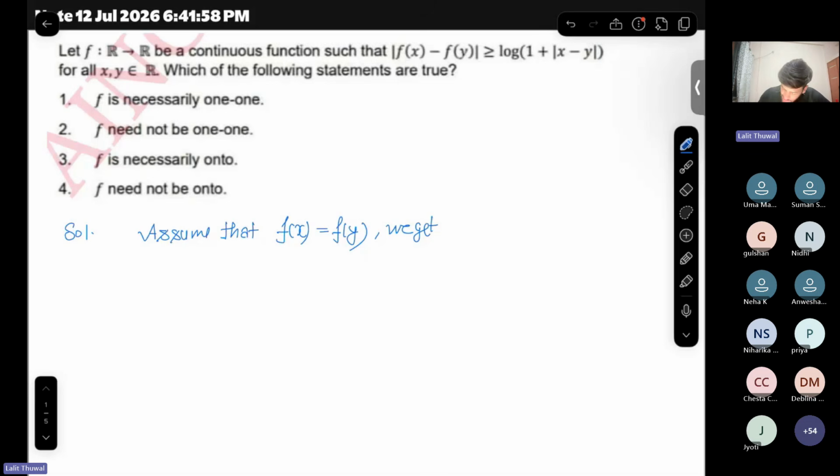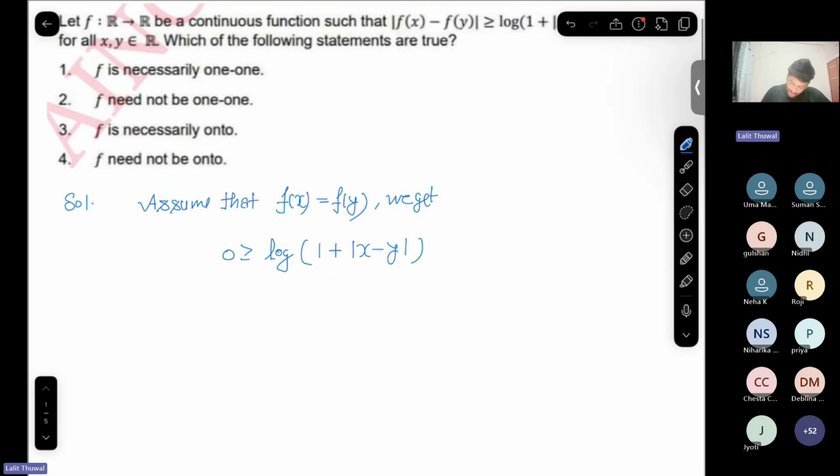Okay. So we get from the given inequality that this should be less than or equal to 0, that is, log(1 plus mod x minus y). And we know that this is greater than or equal to, can you tell me? 0, right? This is greater than or equal to 0 because log 1 is 0 and log is a strictly increasing function. So 1 plus something, it might be 1, so it can be 0. And if this quantity is greater than 1, it must be greater than or equal to 0.